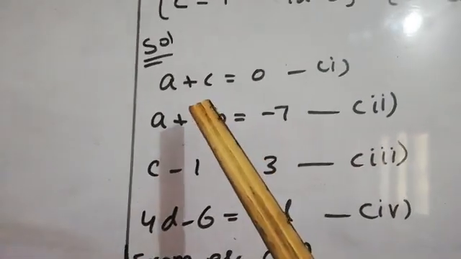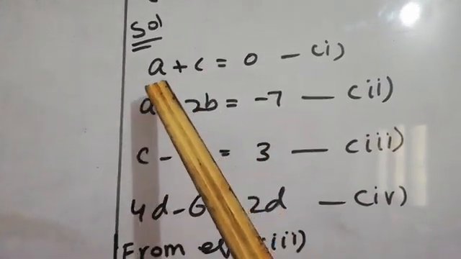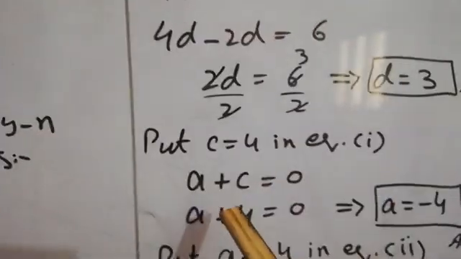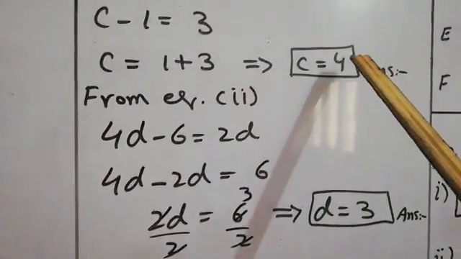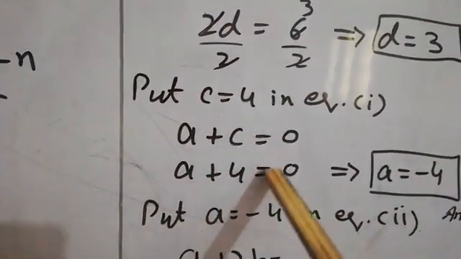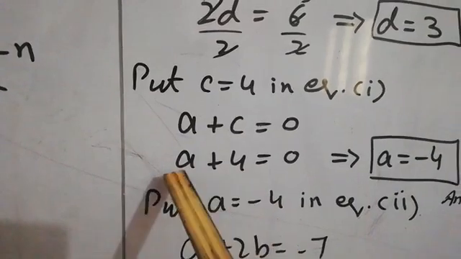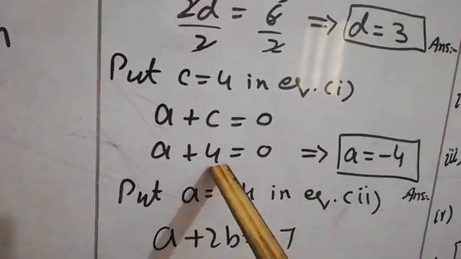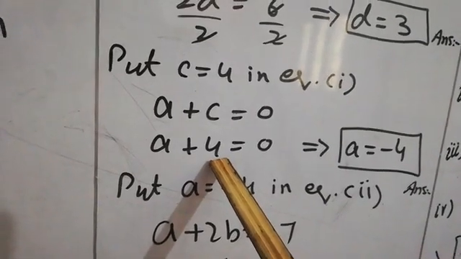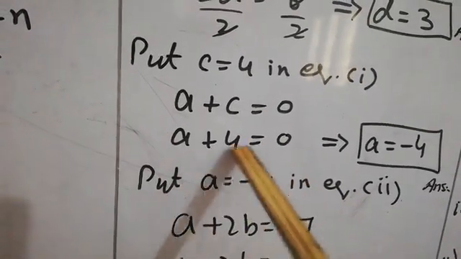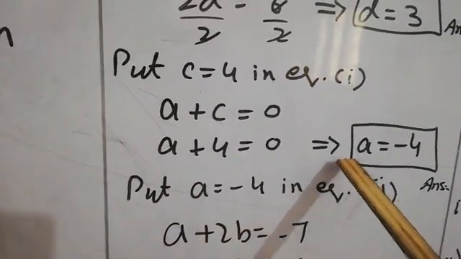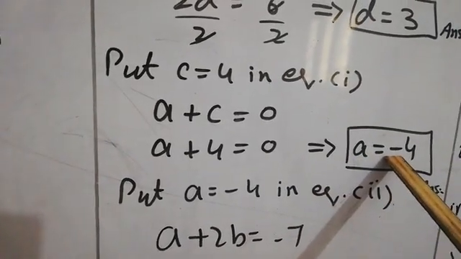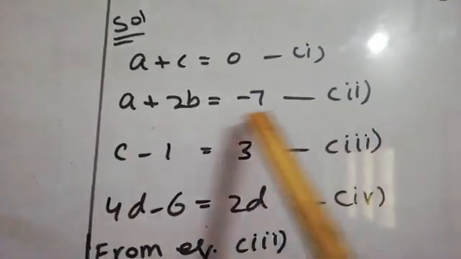Now, my dear students, we have the values of C and D. Now it is very easy to put the value of C in equation number 1. Equation 1 is A plus C equals 0, and the value of C is 4, so it becomes A plus 4 equals 0. We can easily find the value of A by subtracting 4 from both sides. So the value of A equals minus 4.